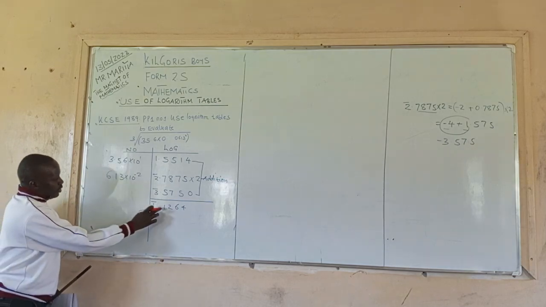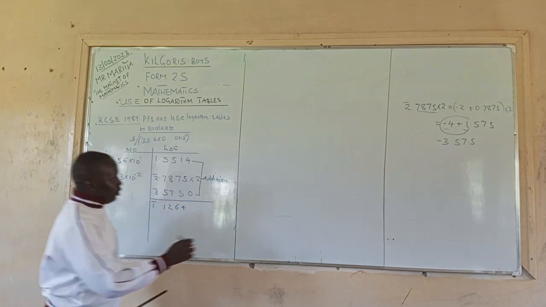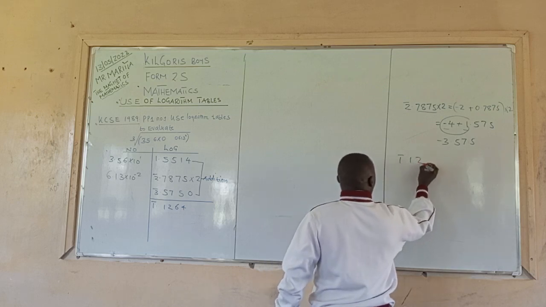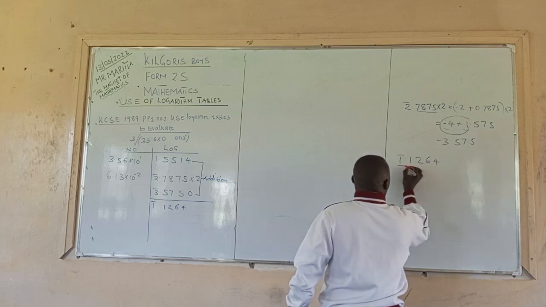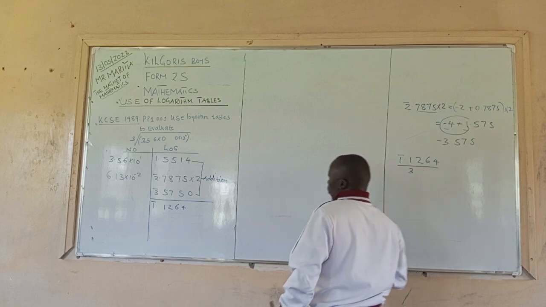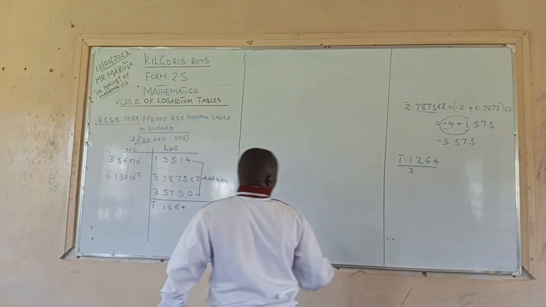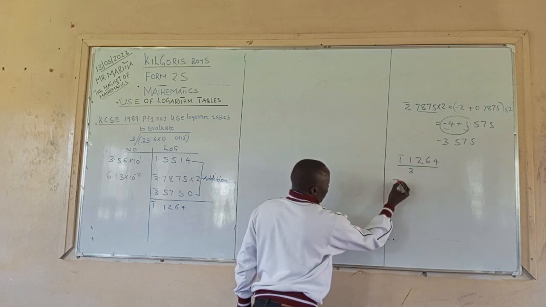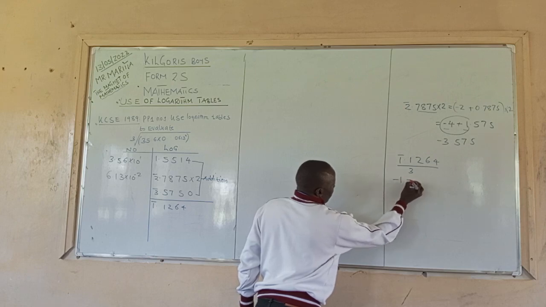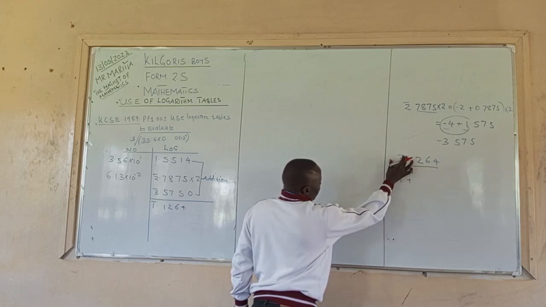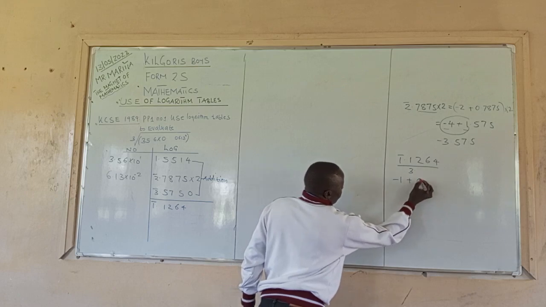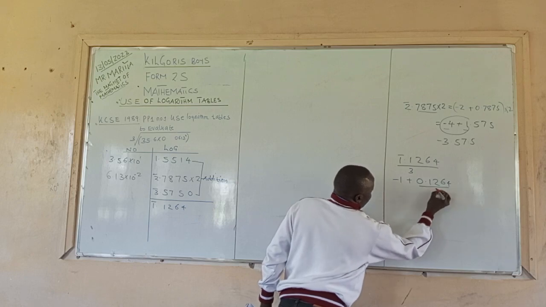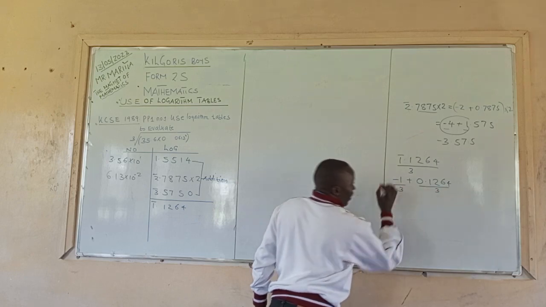We have per 1.1264. So we can have per 1.1264. We divide this one by 3. We are dividing by this root. So in this case, you separate the character and the mantissa. So we can separate the character. We have this one as -1 plus, we have separated the whole number from here. We remain with 0.1264. So you can divide this one by 3.